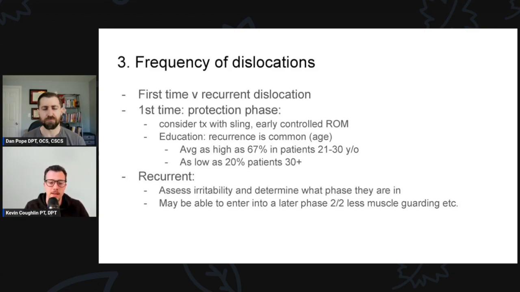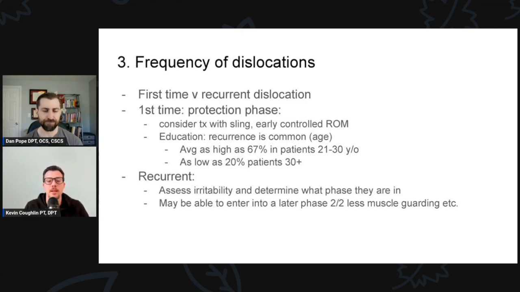If this was a first time dislocation, we have to educate them. If this is a younger kid who does a contact sport or an overhead sport, the chances of this happening again is relatively high, as we've talked about many times. So they have to be aware of that. They have to know that if they're not feeling 100%, the risk is pretty significant.